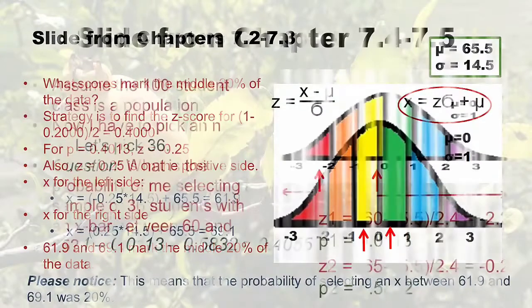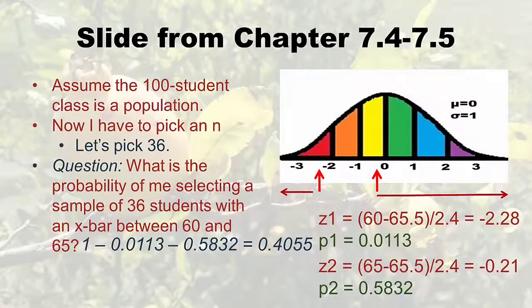points. And then I want to remind you what we did after that: we went into chapter 7.4 and 7.5. This time we weren't just picking one X. We weren't looking at the probability of picking one X. We were looking at the probability of picking a sample, a set of X's, that gave us an X bar between certain cut points, right? So this one was, what is the probability of me selecting a sample of 36 students with an X bar between 60 and 65? That was the way I was doing this question.